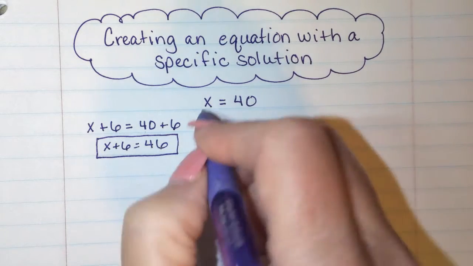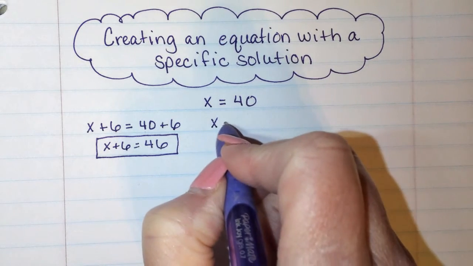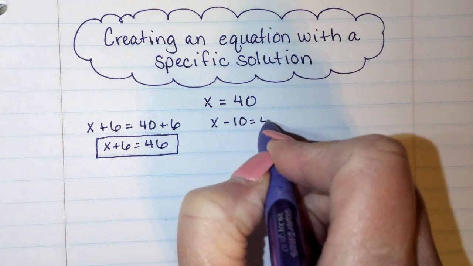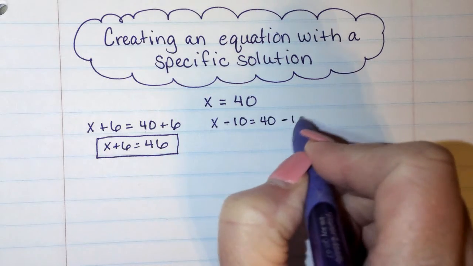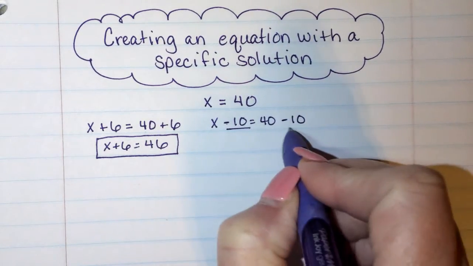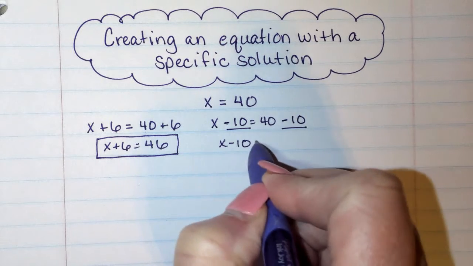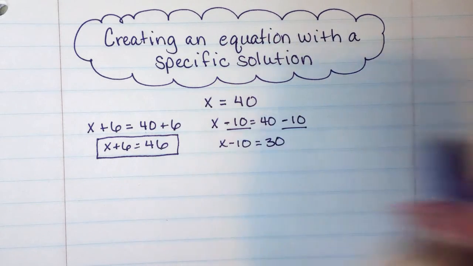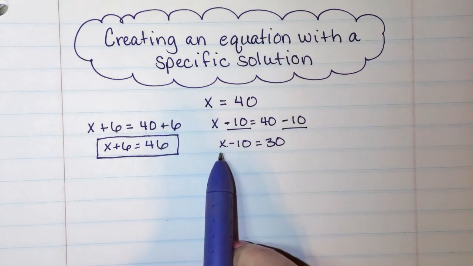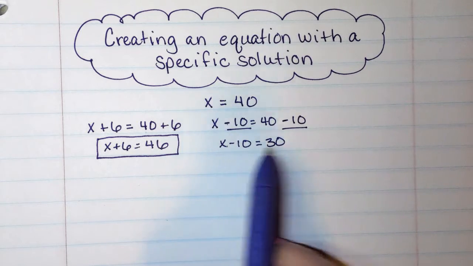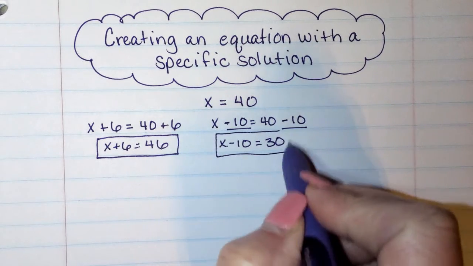Now, of course, I could do subtraction. x minus 10 equals 40 minus 10, because I have to do the same thing to each side. So then, x minus 10 equals 30. And if I were to solve that, plug in 40. 40 minus 10 is 30.